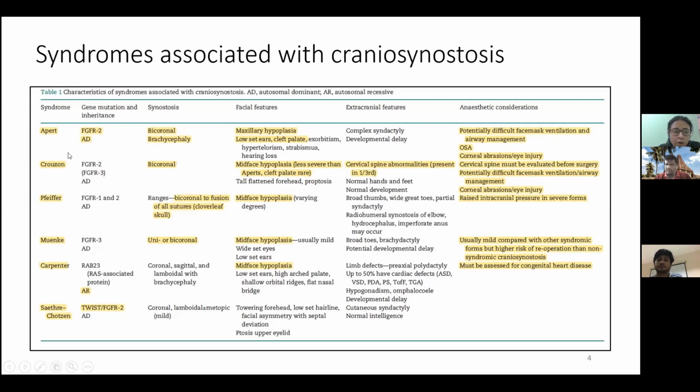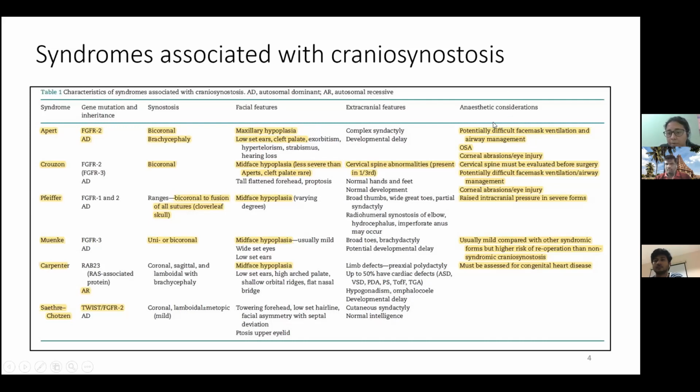Then coming to the most commonly studied syndrome, Apert syndrome. Apert syndrome is because of mutation in the FGFR2 gene, and inheritance is autosomal dominant. Most commonly, the synostosis seen is bicoronal, and it results in brachycephaly. Facial features can include severe maxillary hypoplasia, low set ears, cleft palate, exorbitism. Exorbitism refers to shallow eye sockets, which results in potential dislocation of the eyes in severe cases. And protection of the eyes is one of the indications for emergency surgery in craniosynostosis.